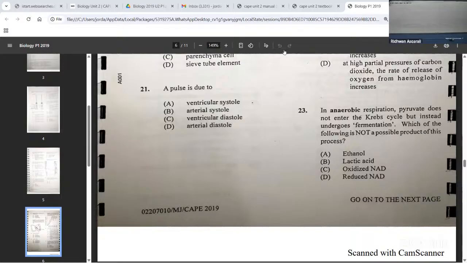Okay, so you have the right idea, right? So it'll be D, reduce NAD. Remember, these reduced NADs eventually later on enter the electron transport chain. We do not have that in anaerobic respiration. It's impossible in anaerobic respiration to reduce NAD. So the answer for 23 would be D, reduce NAD.